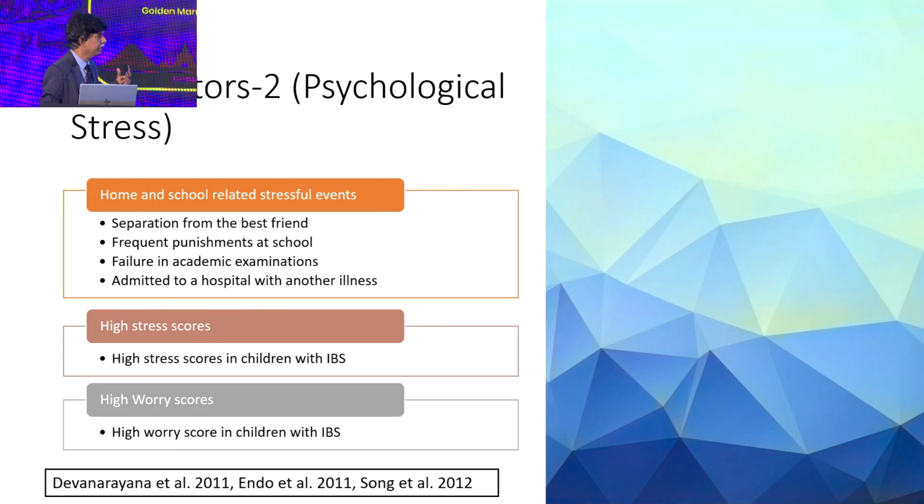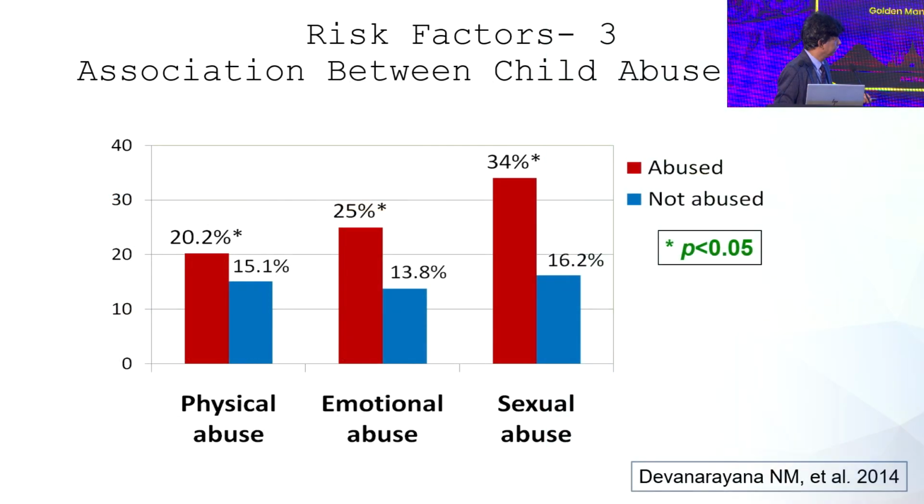In addition, some of our research has found home and school related stressful events, something very simple like separation from the best friend, frequent punishment at school, failure in academic exams, and admission to hospital for another illness, can still cause some form of abdominal pain. High stress scores and high worrying scores are also associated with functional abdominal pain disorders.